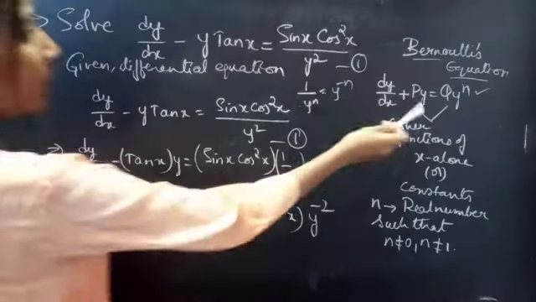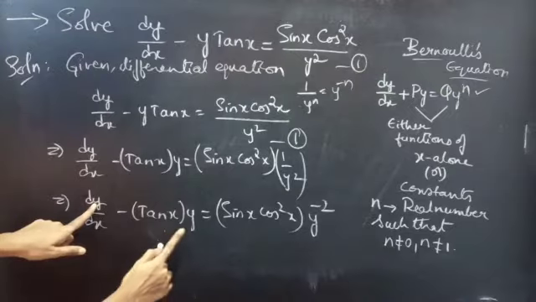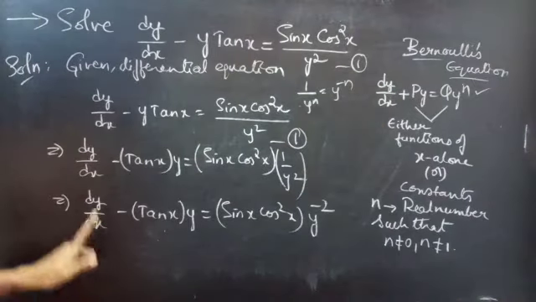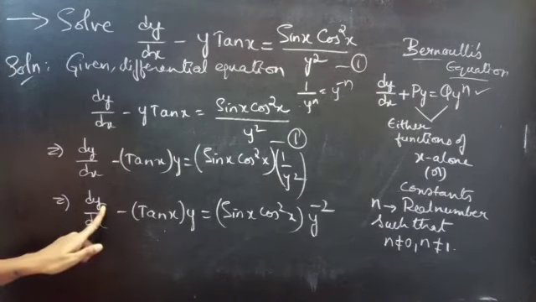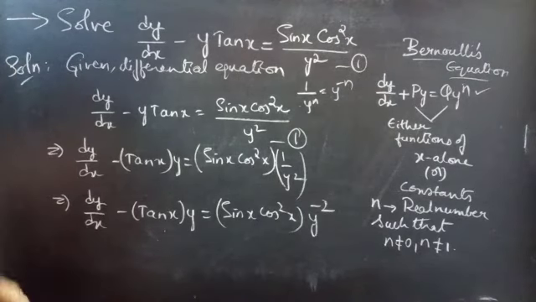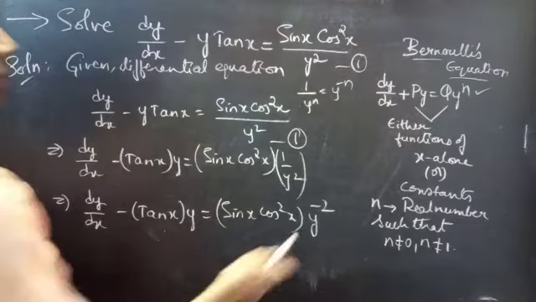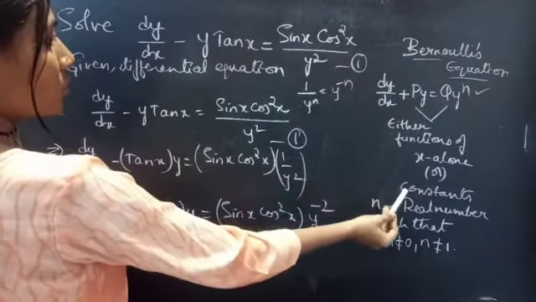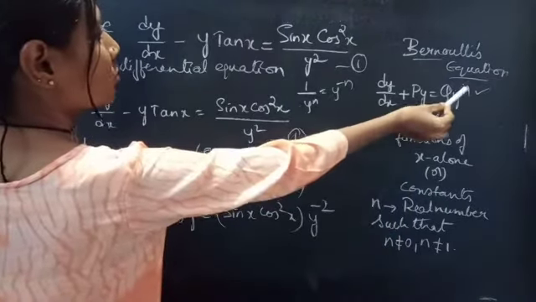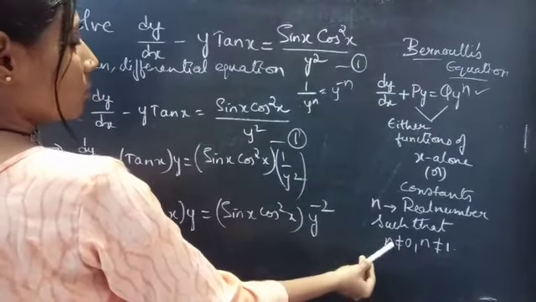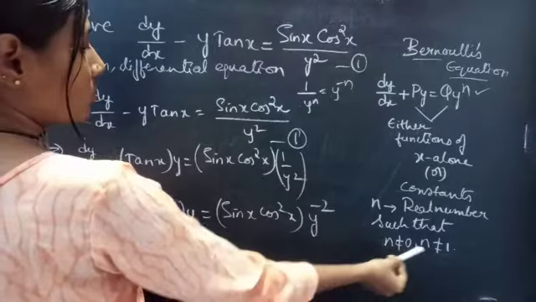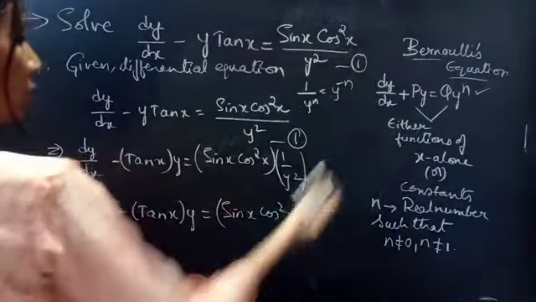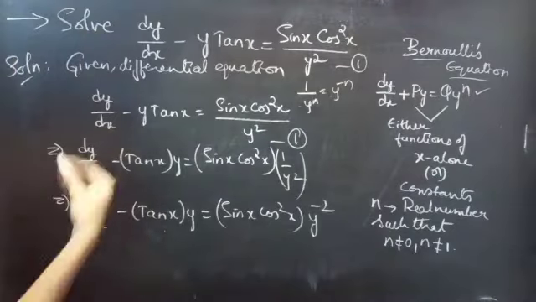Where P and Q, which is Bernoulli's in y and x. Here y is a dependent variable and x is an independent variable. Here P and Q are either functions of x alone or constants, and here you are having n. So here n is a real number such that n not equals to 0 and n not equals to 1. Here again, by comparing these two, we'll get P and Q.